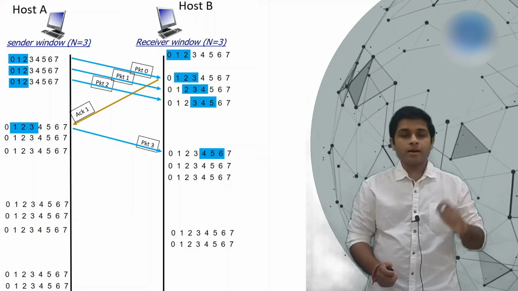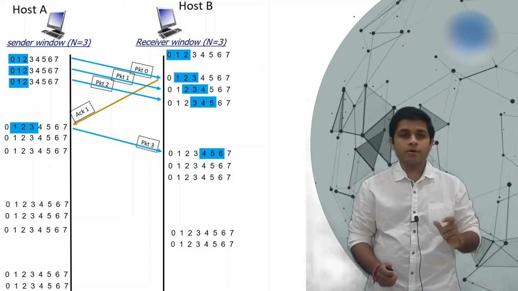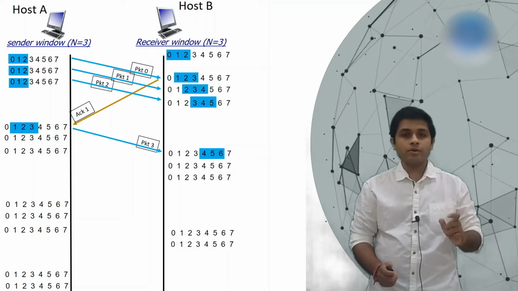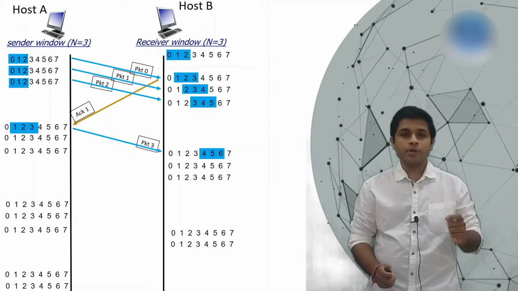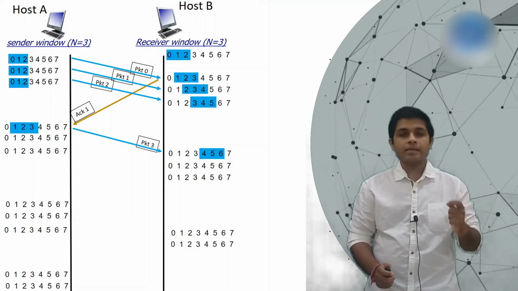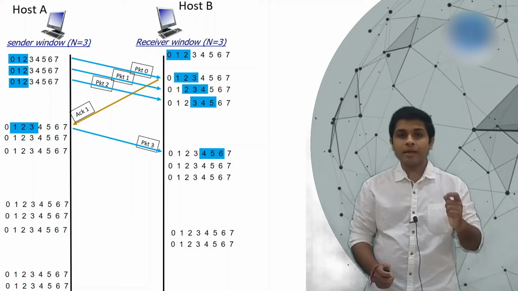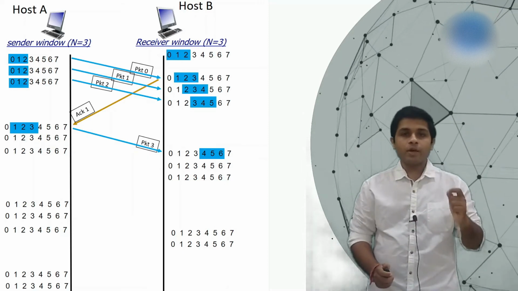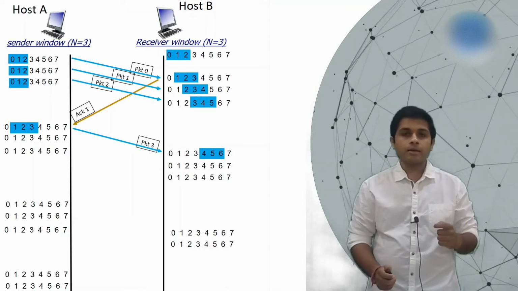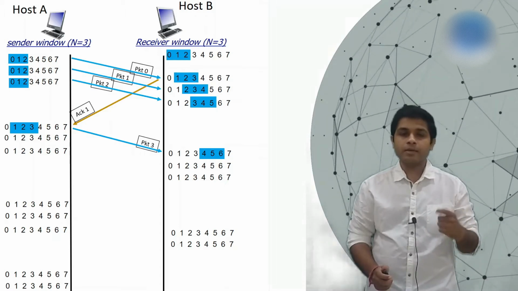So what is the current position of the sender's window? The current position of the sender's window is at 1, 2 and 3. So from the current position of the sender's window, we can know how many packets are in transmission and those packets are not acknowledged yet. So packets 1, 2 and 3 are in transmission currently, and we have not received any acknowledgement yet.